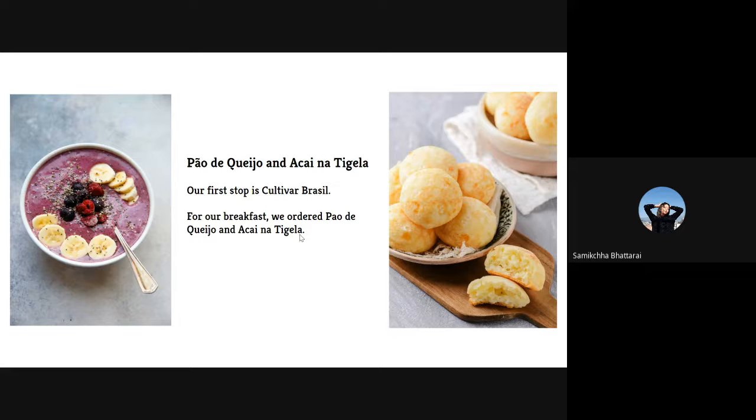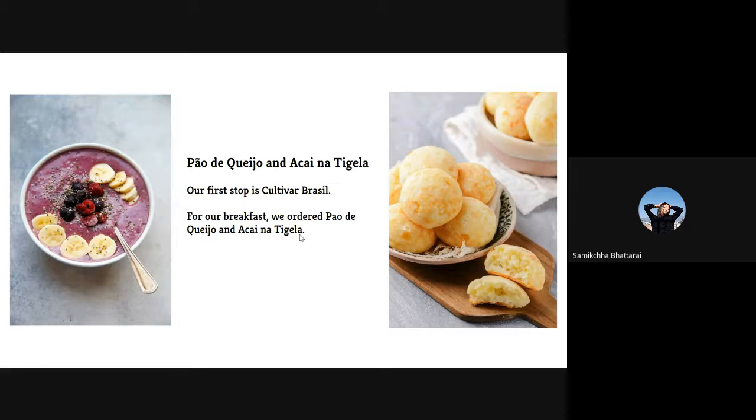So we went on a half hour drive and we reached the Cultivar restaurant. The first thing we had was pão de queijo. It means Brazilian cheese bread. They were so yummy and the best part about those breads, guess what? They were gluten-free. The bread was rubbery, but it turns out that it was exactly the way it was supposed to be. It was very cheesy, and who doesn't like cheese, right?